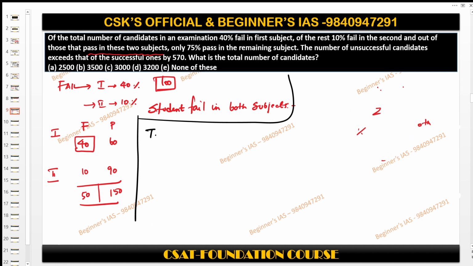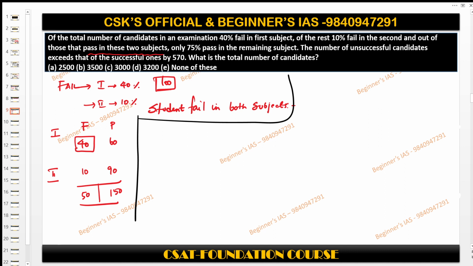Remember, this model is important. Whatever I have written and am now erasing, that is an important model. So now let us take the total number of students as a. You can say 100 also. So the number of failing is 40% of 100, which is nothing but 40.